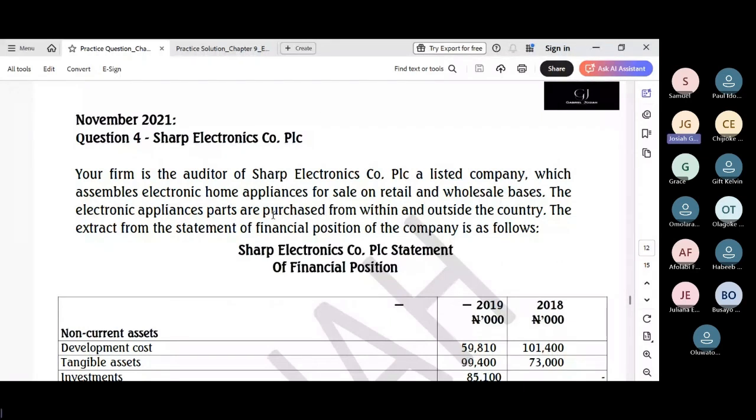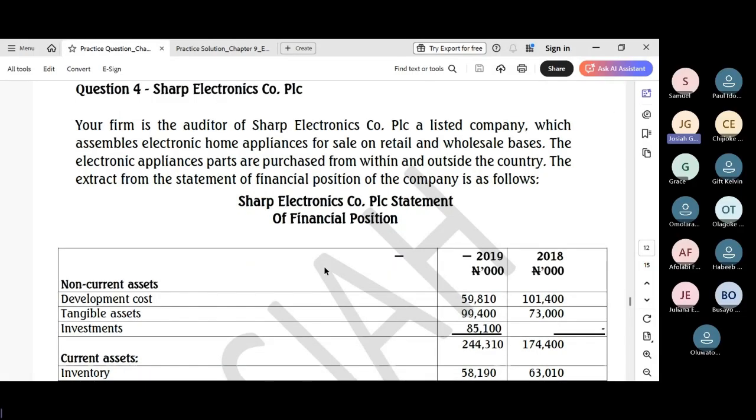This question is on November 2021. The question reads: your firm is the auditor of Sharp Electronics PLC, a listed company which assembles electronic home appliances for sale on retail and wholesale basis. The electronic appliances parts are purchased from within and outside the country. The extract of the SFP is as follows.